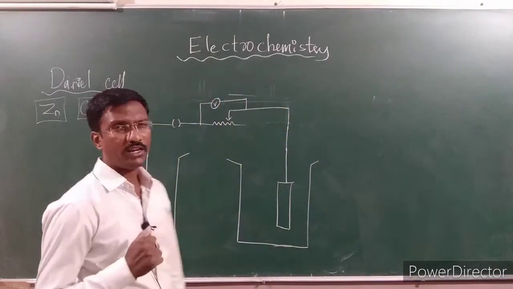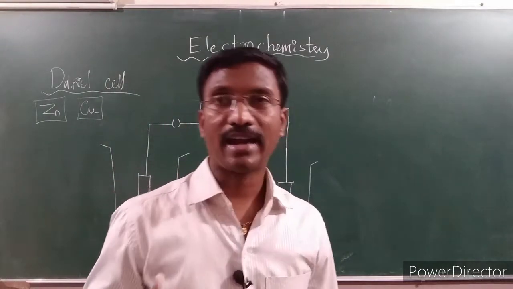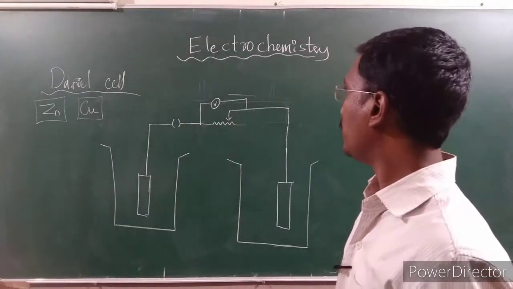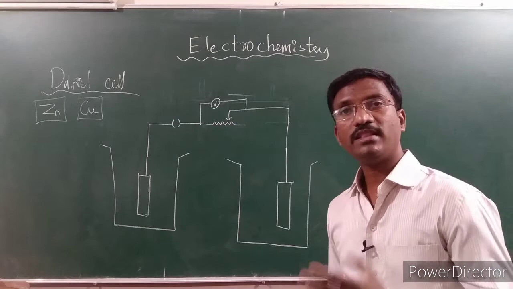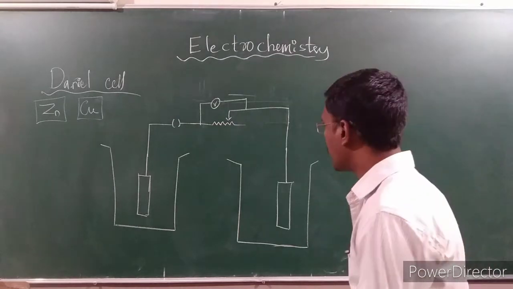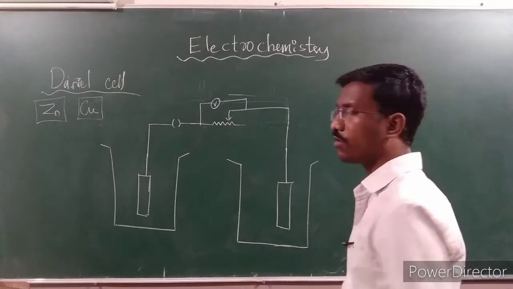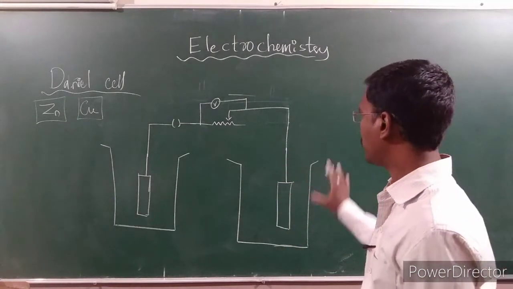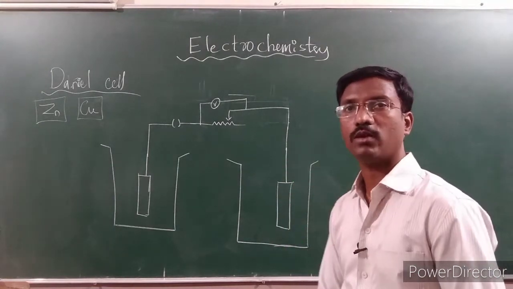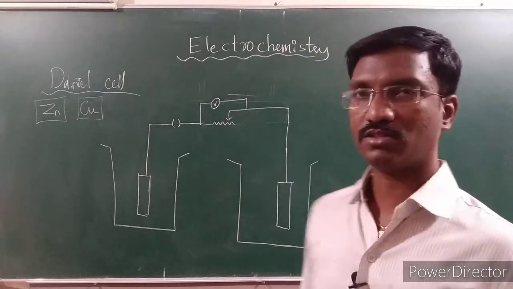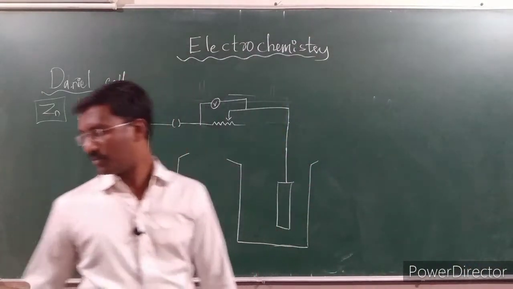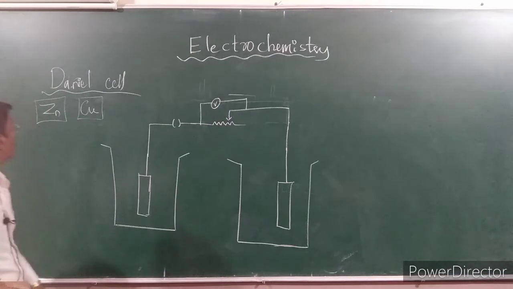Different varieties of questions arise on the Daniell cell. The very first one is: explain the construction of the Daniell cell. They will ask you to explain the Daniell cell, which means you have to draw the diagram. It's not completed yet. I will continue this diagram by explaining one by one. So let's start.